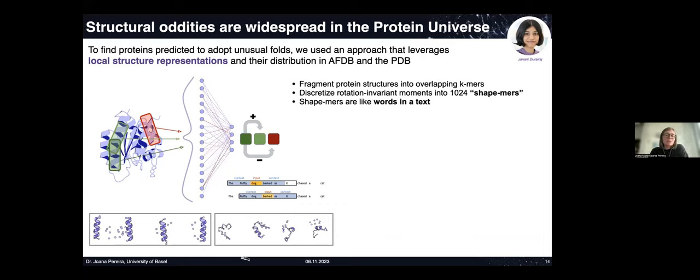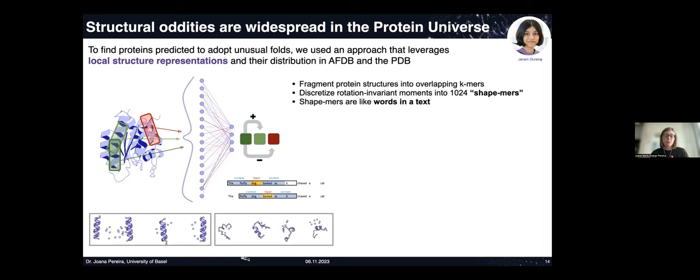So what we did was to try to develop a way to look for unusual folds based on local structure representations and their distributions. Janani, another postdoc in the group, developed a way that takes the protein structure and breaks it into overlapping substructures within a sphere. For each amino acid, in a sliding window, it breaks the structure into a super secondary structure element, basically.